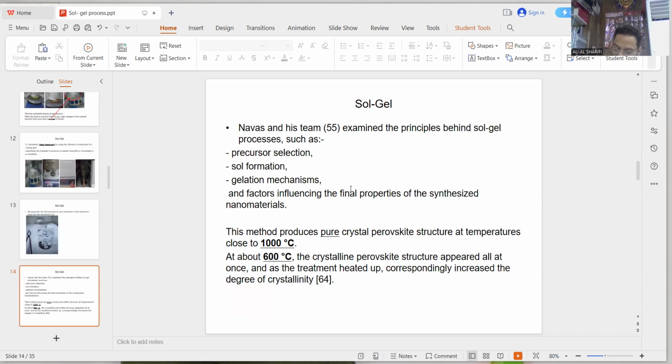600 from other sources, it was very helpful temperature, and the 1000 Celsius was from another source. By using it, we can produce our pure crystal perovskite. As the treatment heated up correspondingly, what does that mean? By increasing the temperature, when I increase the sintering temperature, that means the crystallinity degree increased.